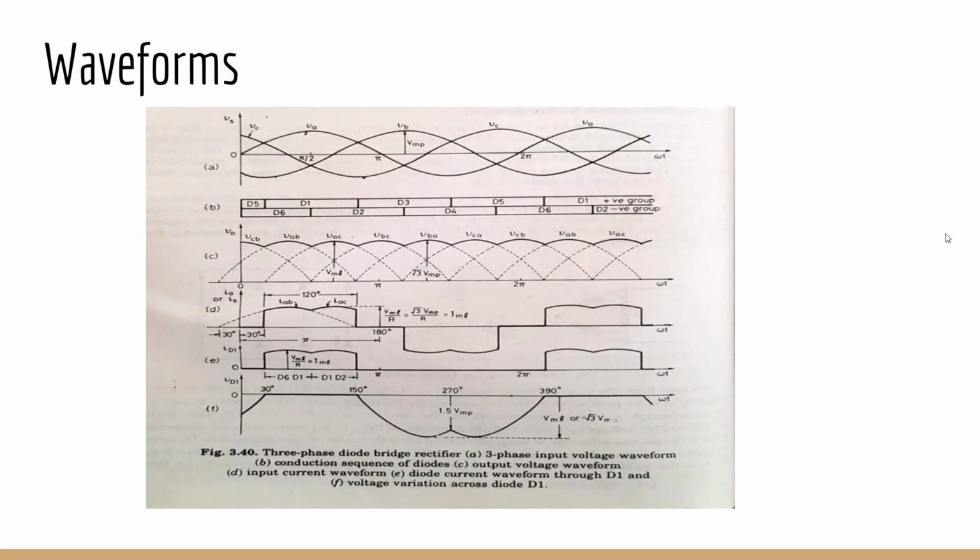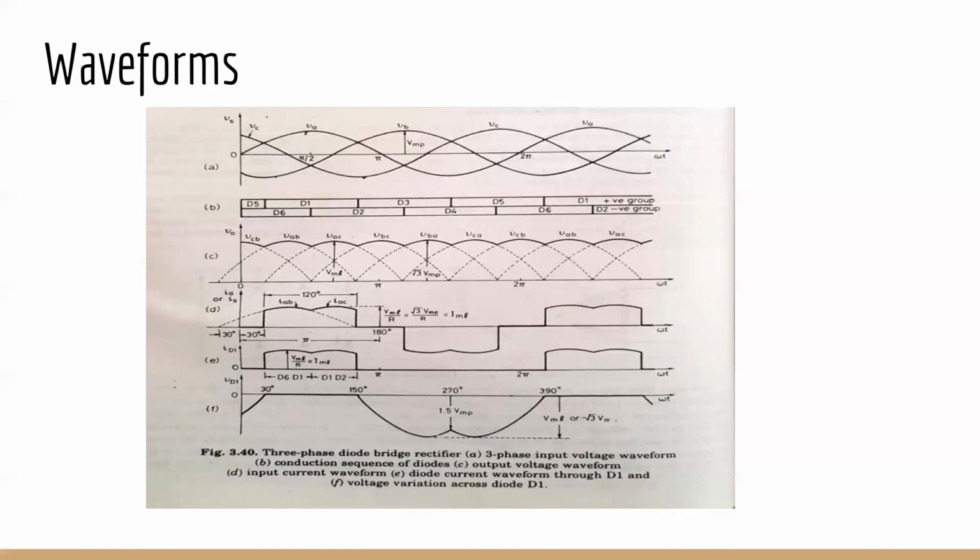Similarly, diode D5 from the positive group conducts from omega t equals 270 degrees to 390 degrees, and so on. Also, from omega t equals 0 degrees to 30 degrees, VC is the most positive. Therefore, diode D5 from the positive group conducts for this interval. Conduction of positive group diodes is shown in figure B as D5, D1, D3, D5, etc.